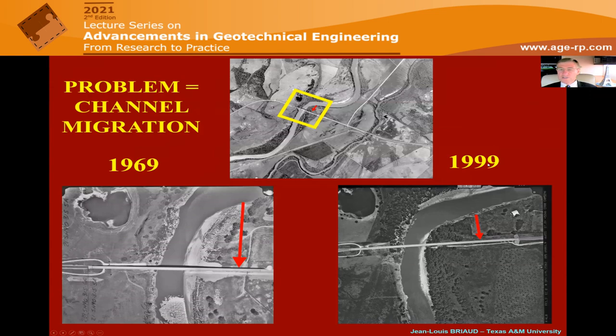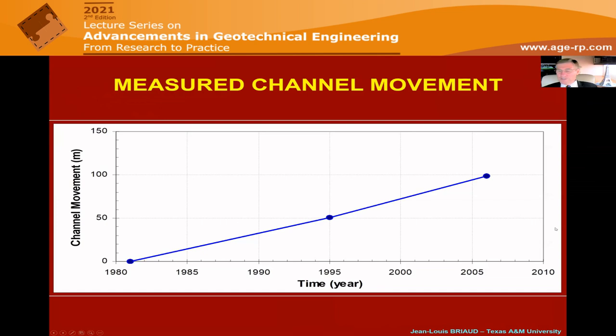And of course, if you look at it on the aerial view here, the movement, so this farmer is really upset because he's losing a lot of ground. But this farmer is really happy because he's gaining a lot of ground, doing nothing. So this is a channel movement as a function of time, as recorded.